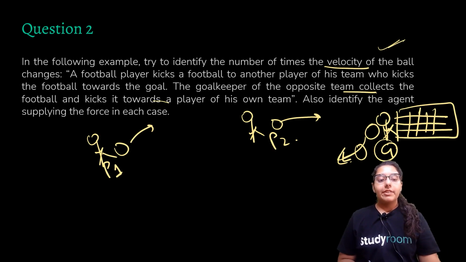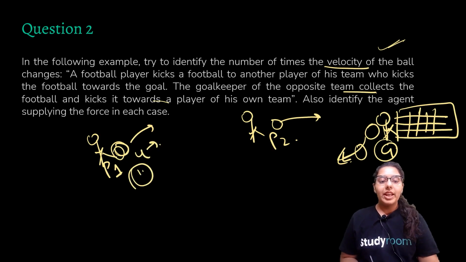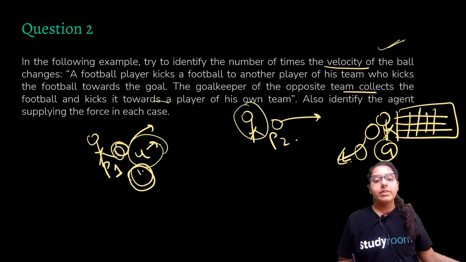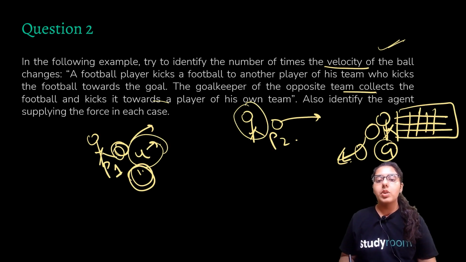So firstly, this player 1 is kicking the ball towards player 2. Here your velocity, for the very first time, this is kicking the ball, okay? So it does it with some velocity, right? Then your player 2 receives the ball and kicks it again towards the goal. Again your velocity changes, okay?